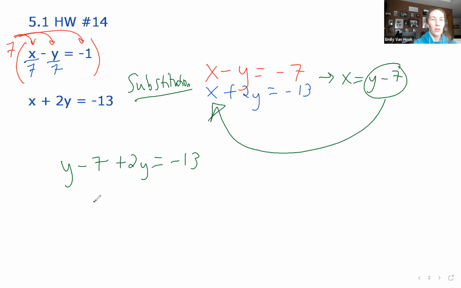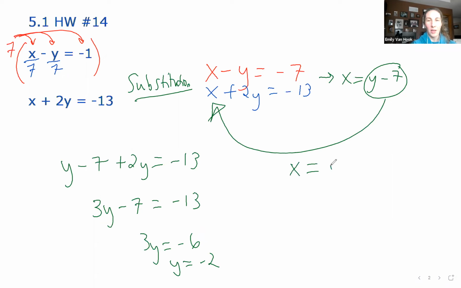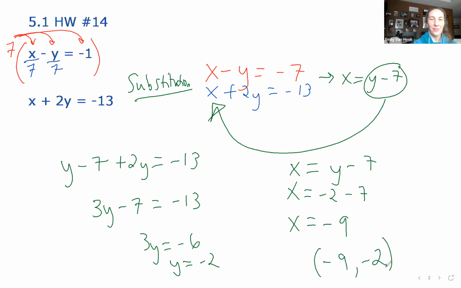Combine like terms. y plus 2y is 3y. 3y minus 7 equals -13. Add 7 to both sides. You get -6. Divide by 3. y equals -2. Now I go back and find x. I'm going to use the equation where I got x by itself. x equals y minus 7. Replace the y with -2. x equals -2 minus 7, which would be -9. So the answer that I just got is -9, comma, -2. Okay, so there's our solution.